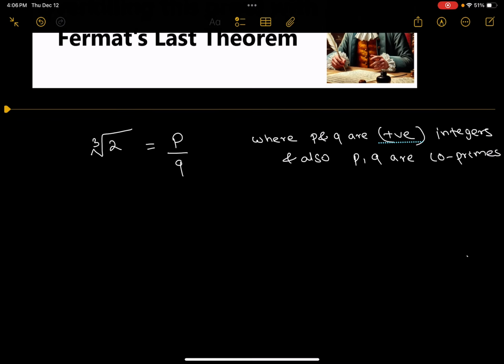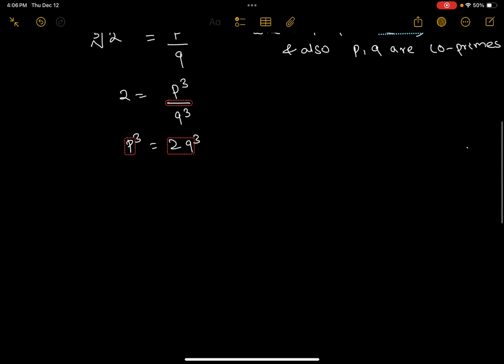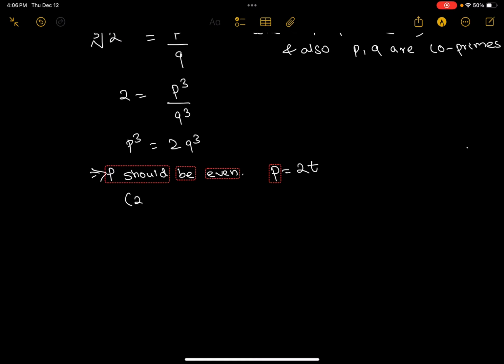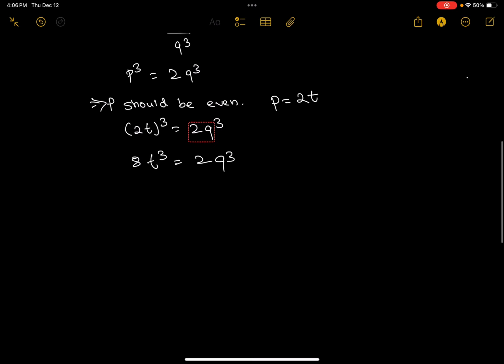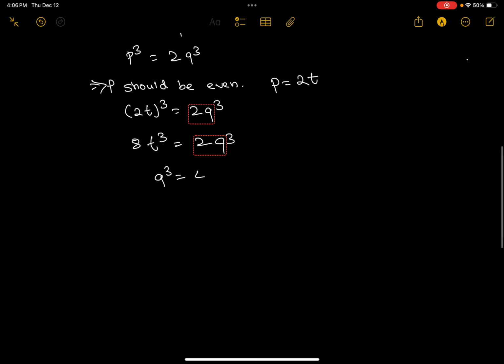Now after we assume that it can be written in this form, I can just cube both sides and say that 2 will be equal to p cube by q cube, and then p cube will just be 2 times q cube. Now since there's a factor of 2 in p cube, p should be even. So p can be written as 2 times t. If that's the case, I can substitute p, and this gives me 8 times t cube as 2 times q cube. If I cancel 2 from both sides, I get q cube as 4 times t cube.